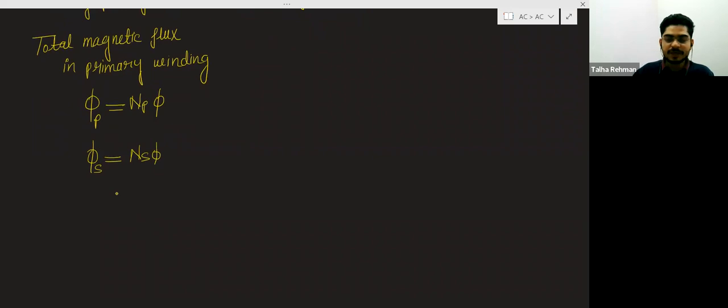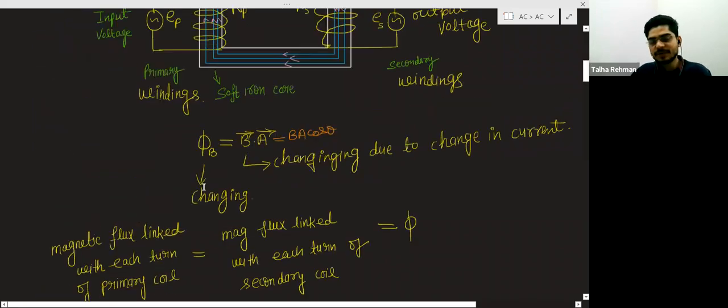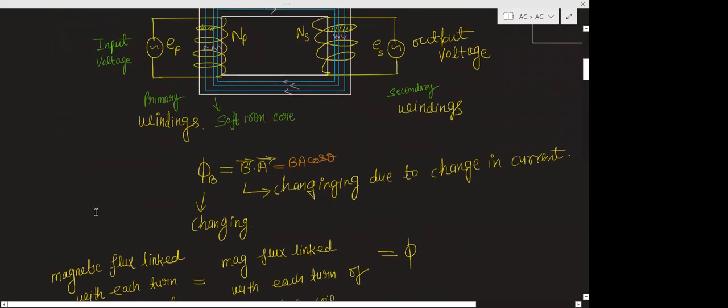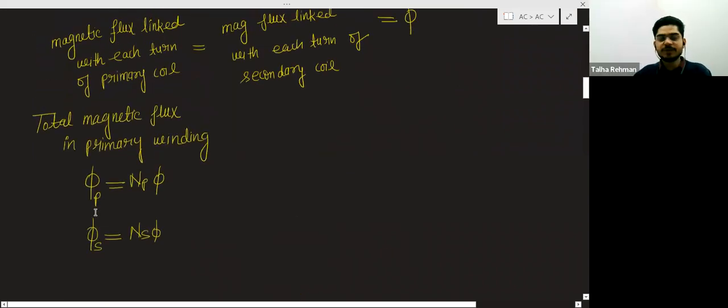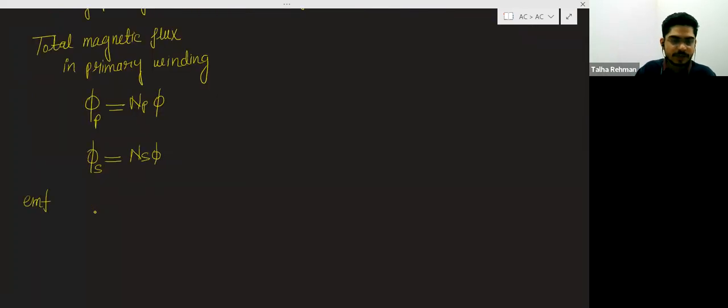Now, if I want to calculate, there will also be a change in the flux. So what happens when there is a change in the flux? EMF will be induced. So first we will calculate the EMF induced in the primary. That will be represented by EMF in primary, and it is given by Faraday's law, d phi p by dt.